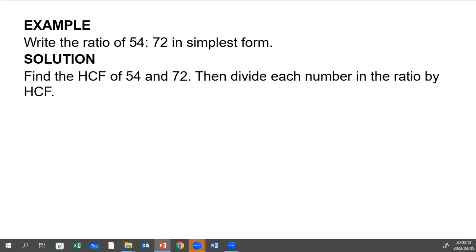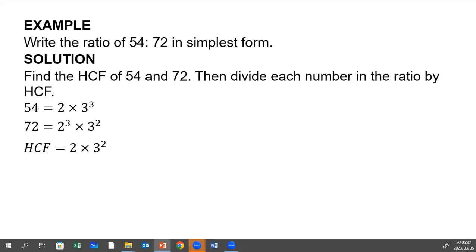So I prime factorized 54, which gave me 2 times 3 cubed, and 72, which gave me 2 cubed times 3 squared. You'll realize that 2 is a common factor between 54 and 72, but I'm going to take the 2 with the lowest exponent, which is the 2 that is part of 54.